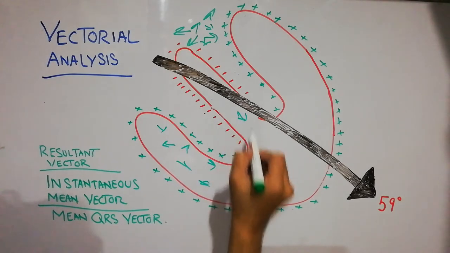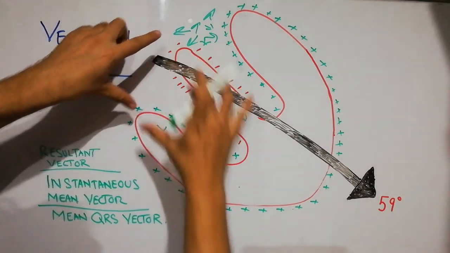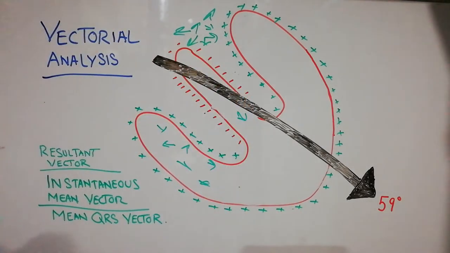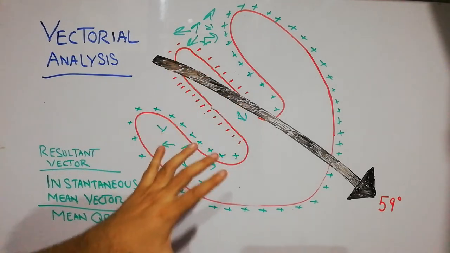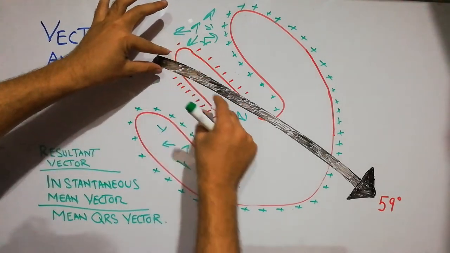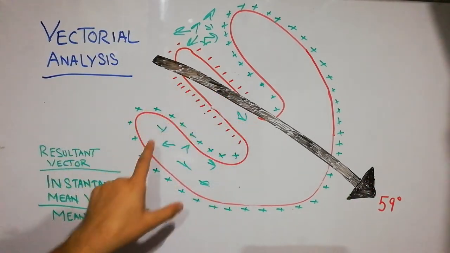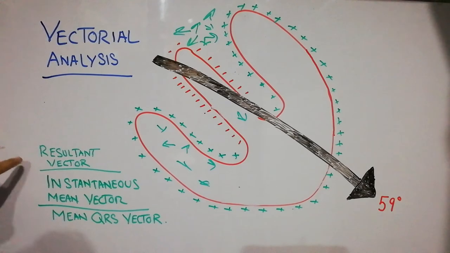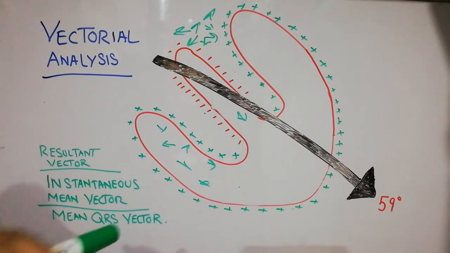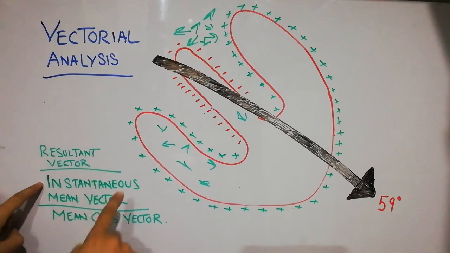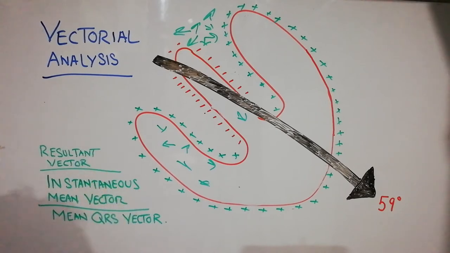If we combine all these small arrows, which are small vectors representing the direction of the depolarization process, we will get a large mean vector, which will be the resultant vector of all these small vectors. And the instant at which we note that vector is known as the instantaneous mean vector.